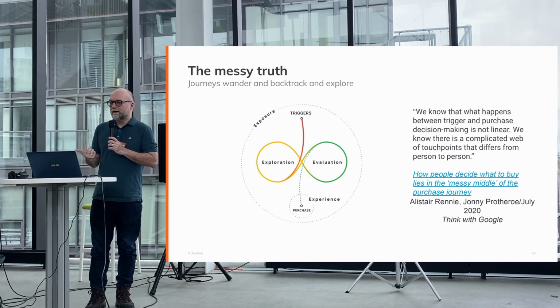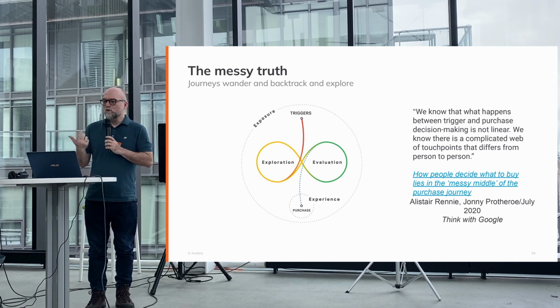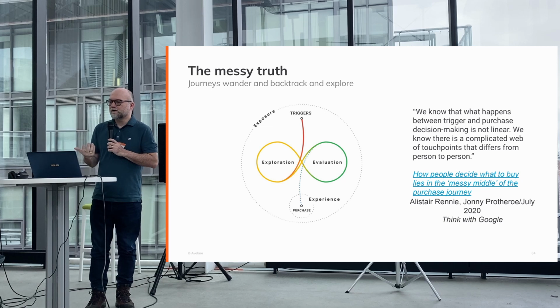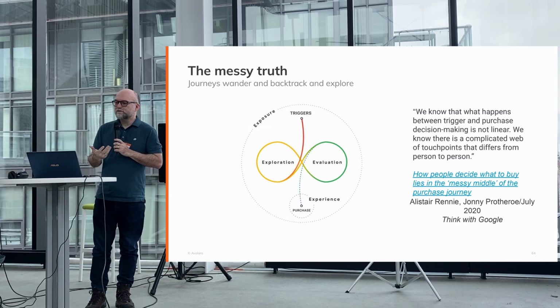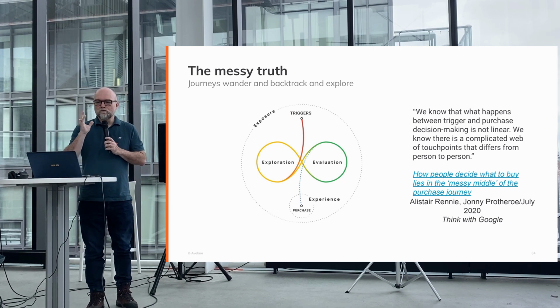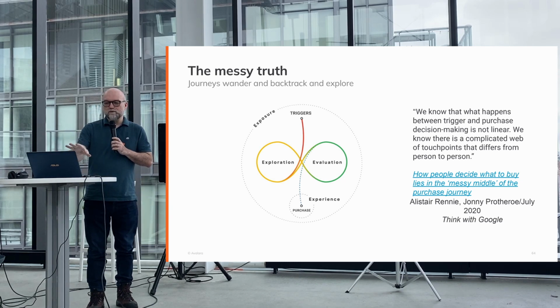The words, I think, are better in that they say, we know what happens between the trigger, which brings them to your set of possibilities, your content, and the purchase decision making. It's not linear. We know there's a complicated web of touch points that differs from person to person. What the graphic does illustrate, though, is that it roughly divides into exploration activity and evaluation activity.